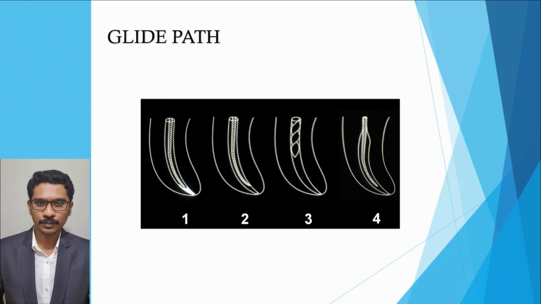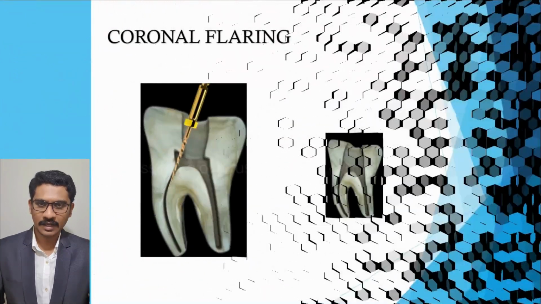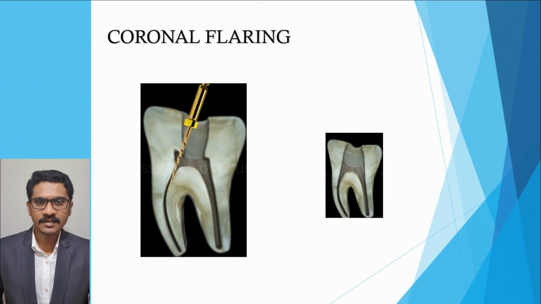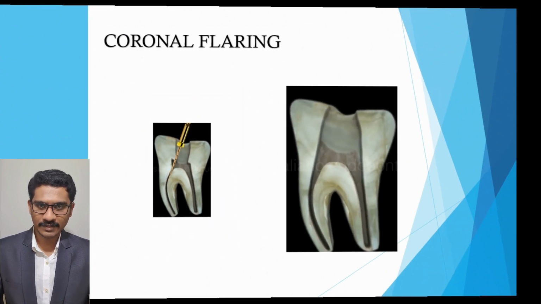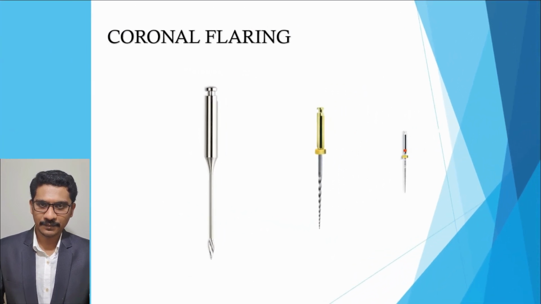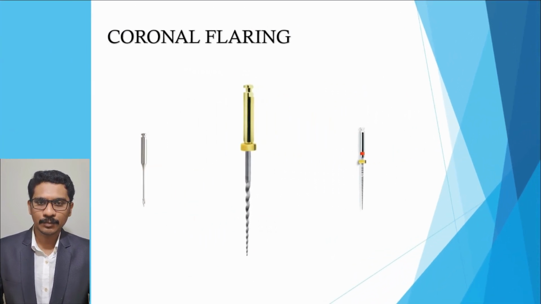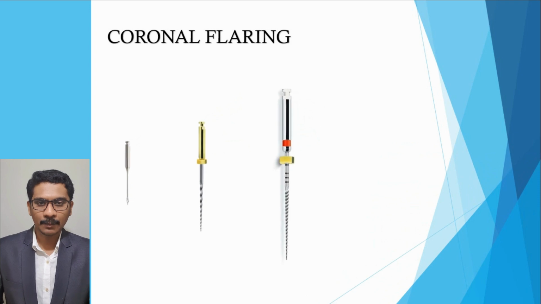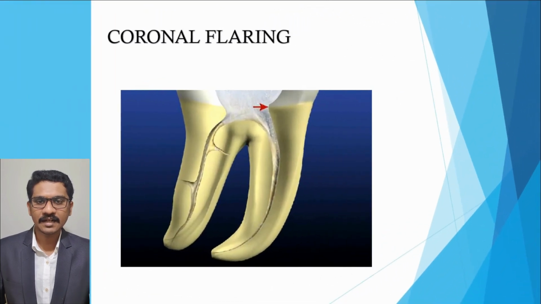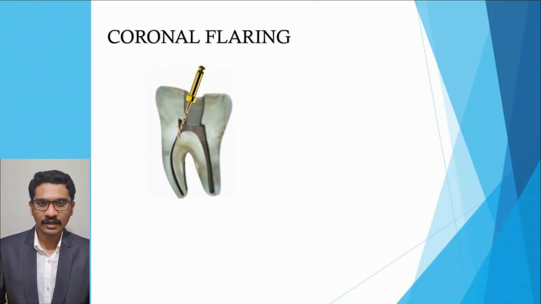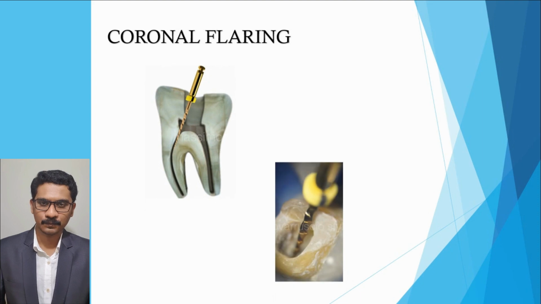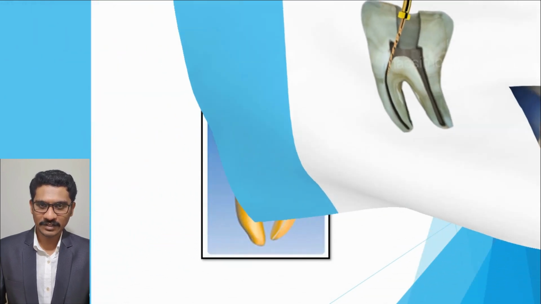Another important step to perform before proceeding with instrumentation is coronal flaring. It is done using different types of instruments such as Gates Glidden, rotary files such as ProTaper SX, ProFile, orifice shapers, etc. It helps to straighten the canal by removing the restrictive coronal dentin. A brushing motion of the instrument in an inside-out manner is used to achieve this. Coronal flaring helps to straighten the canal. It reduces the working length and causes less stress on the files. Now the canal is ready for instrumentation.